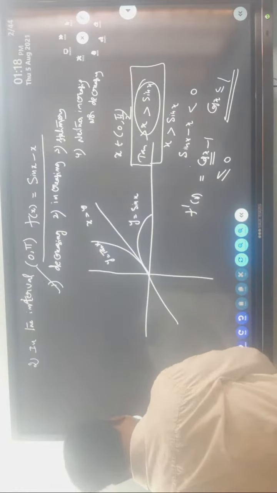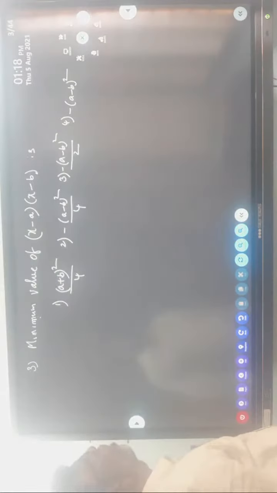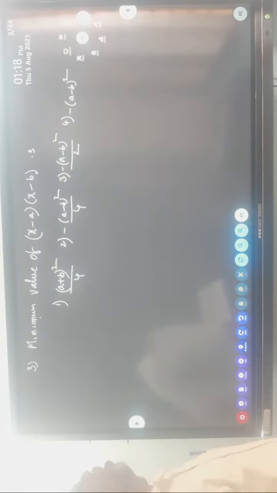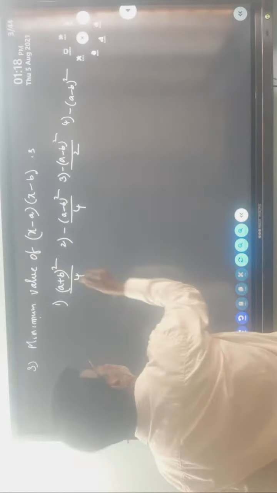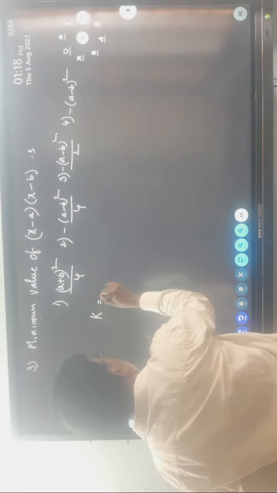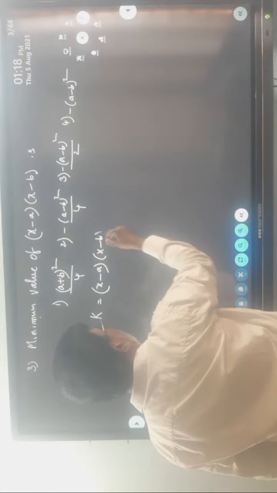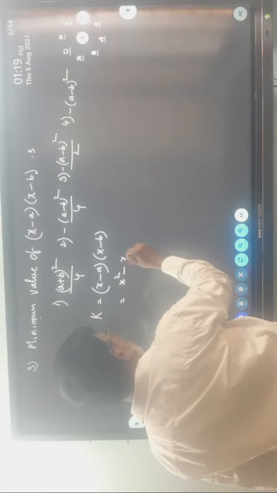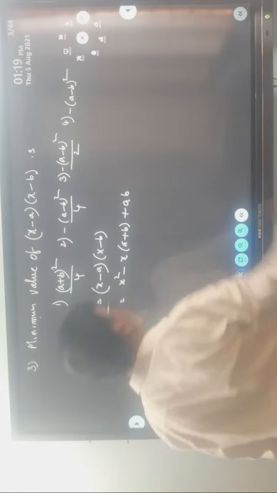Let me explain another question. This is the question: what is the minimum value of x minus a into x minus b? He is asking to find the minimum value of x minus a into x minus b. How can we find the minimum value? Some k is given. Now, according to the concept, this is taken as x square minus x into a plus b plus ab.